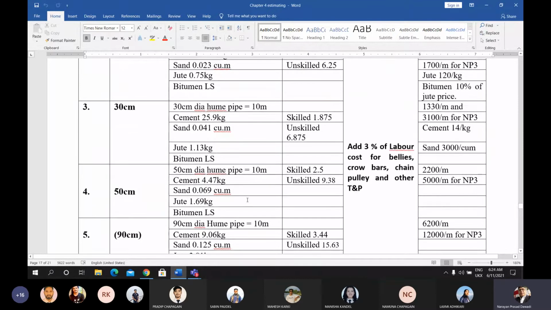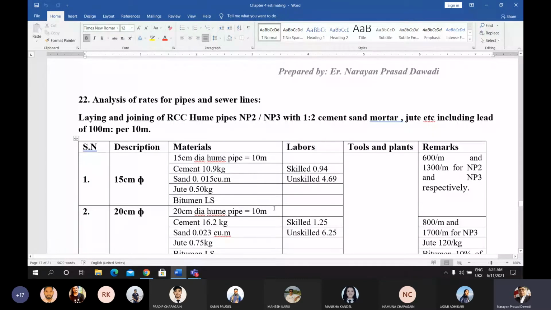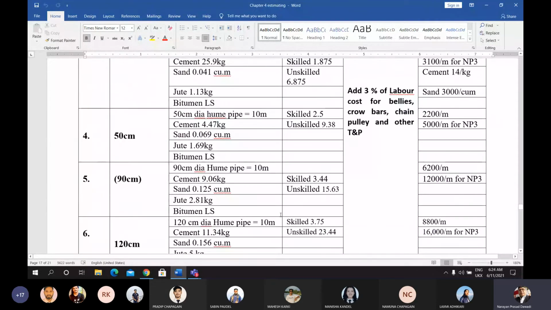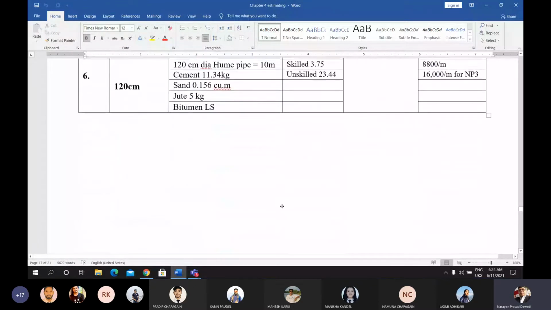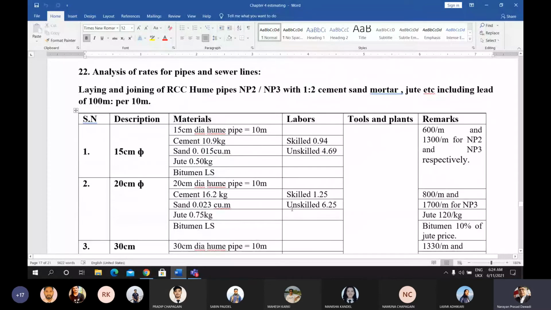As the diameter increases, the cost rate also increases. Okay, this is the analysis of rates for RCC pipe. You can do it for any other diameter also in the exam if the diameter is not specified, but do it for 90 centimeter. Basically, do it for 90 centimeter, because we need the higher diameter pipe for the laying of the sewer lines. Okay, now you can do the rate analysis by yourself. They ask 5-6 numbers of rate analysis regarding the NP2 or NP3 pipe for the laying and joining of RCC concrete pipe or hume pipe.